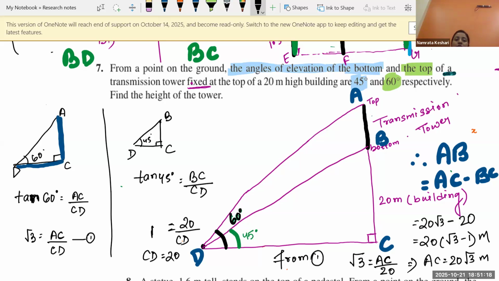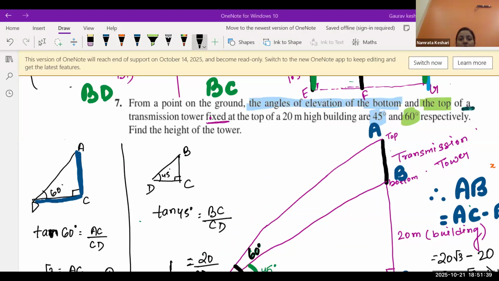Is it clear to all of you how we are approaching questions over here? Yes, ma'am. Can we take the next question? Yes, ma'am. Yes, Rayan, you have also found the same answer which we obtained. Yeah, it's correct.